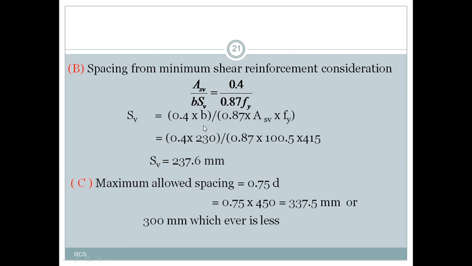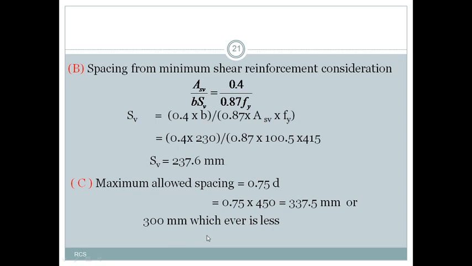So 0.4 multiplied by the width of the beam given, 230, and ASV calculated as 100.5 mm square, and the grade of steel used is Fe 415, that is the yield strength of the steel, 415. From that the spacing obtained is SV equal to 237.6 mm. And another condition allowed is, in that we have two separate conditions. One is 0.75 times D or another is 300 mm. Among these we have to provide the lesser value. So if you calculate the first condition, 0.75 into 450, you will get 337.5 mm.